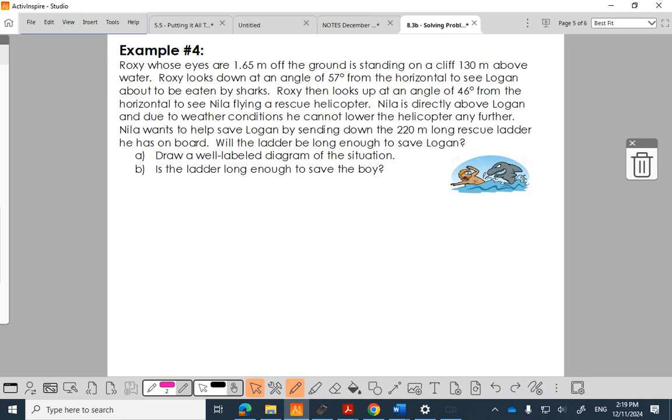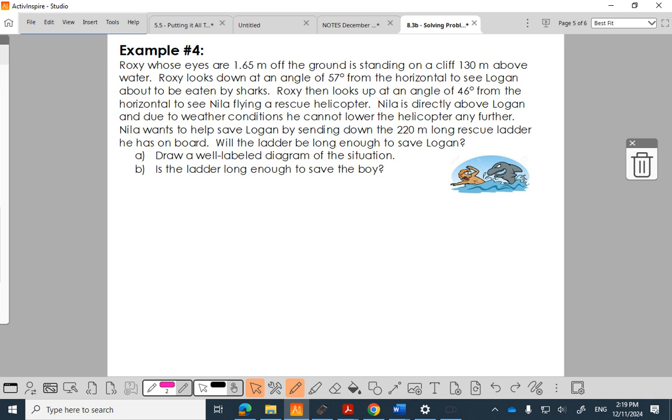Roxy, whose eyes are 1.6 meters off the ground, is standing on a cliff 130 meters above the water. Roxy looks down at an angle of 57 degrees from the horizontal to see Logan about to be eaten by sharks. Roxy then looks up at an angle of 46 degrees from the horizontal to see Nyla flying a rescue helicopter. Nyla is directly above Logan, and due to weather conditions, he cannot lower the helicopter any further. Nyla wants to help Logan by sending down a 220-meter long rescue ladder he has on board. Will the ladder be long enough to save Logan? Dun, dun, dun.